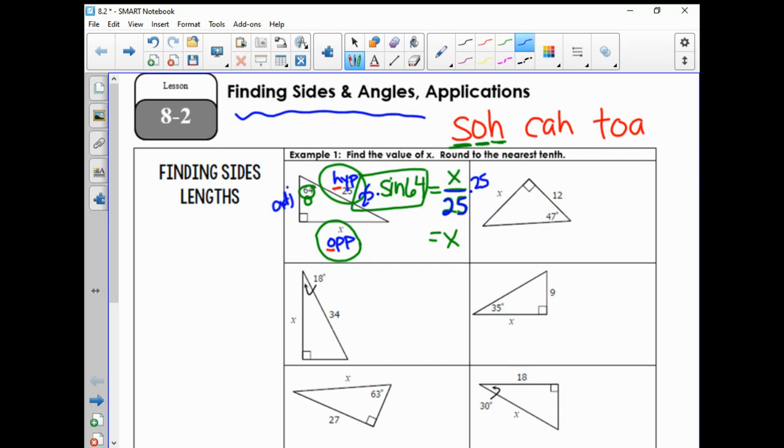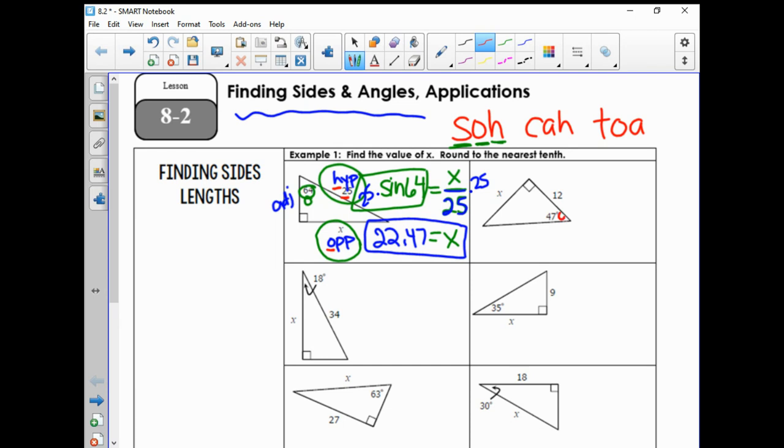Okay, so in our calculator, we're just going to type in 25 times the sine, you'll see the sine button on your calculator, of 64. And in my calculator, it gives me 22.47 is what that value is of that x. Again, kind of use just common logic as well. Make sure if it's a number that you're getting that's bigger than 25, just be a little bit wary because that hypotenuse should be your longest side. All right, let's look at the next one.